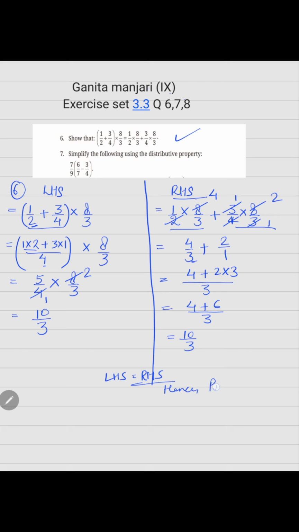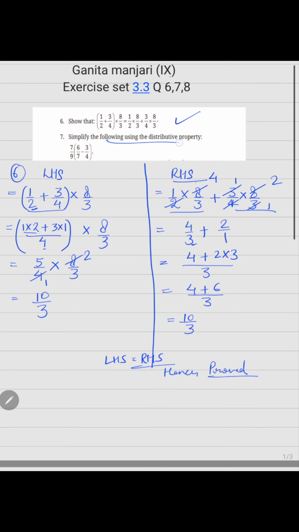Hence proved. Now move to question number 7. Simplify the following using the distributive property.